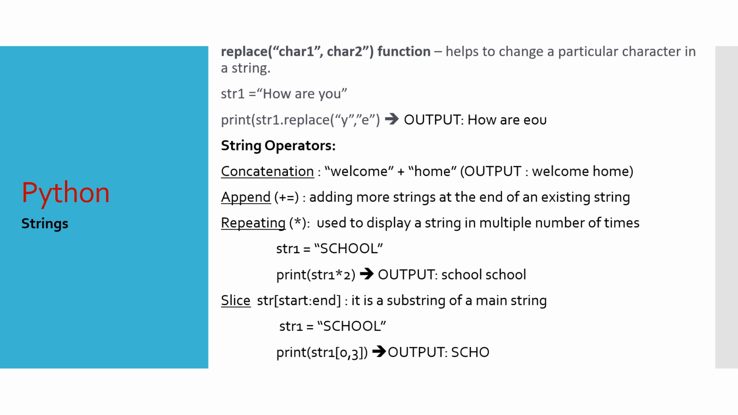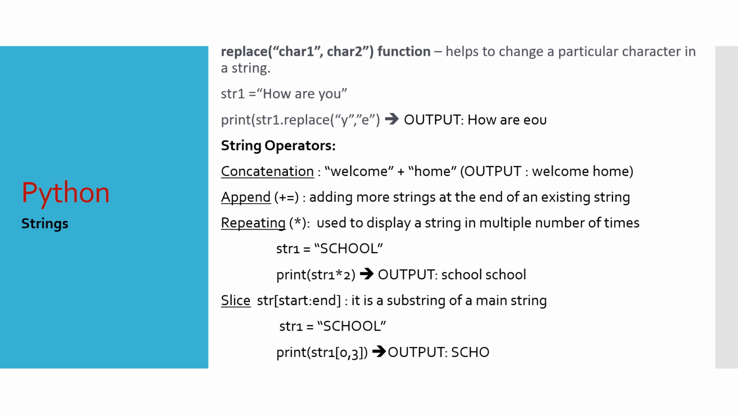And then another operator using strings is concatenation. Concatenation means joining two different strings, and that's what it is. You can see the example: "welcome" and "home" gives you "welcome home" with the plus sign. Similar to concatenation, you can also append. Let's say you want to add more and more. Instead of writing plus plus plus every time, you can use append, plus equal to, which helps to add more.